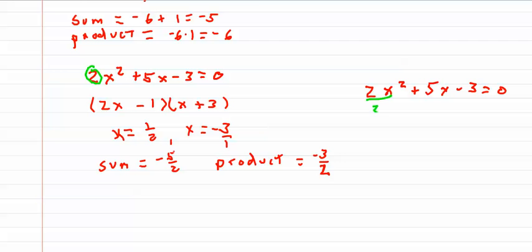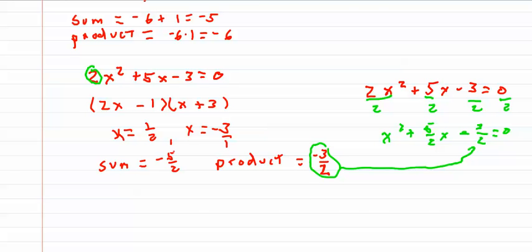So if I divide everything by 2, I get x squared plus 5 halves x minus 3 halves equals 0. And again, I see that minus 3 halves, right here, is my product, and the opposite of this number, negative 5 halves, the opposite, positive 5 halves, holds true.